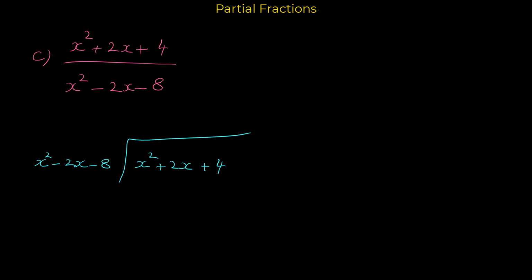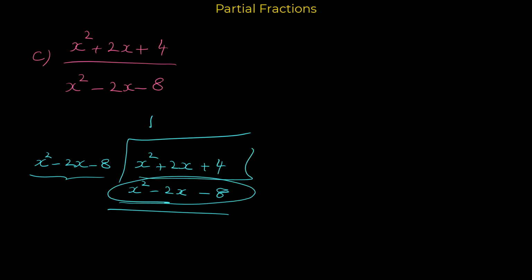x squared divided by x squared would be 1. We multiply 1 by this expression, then we have x to the 2 minus 2x minus 8. We subtract this from this. For some students, when they want to subtract, it's a little confusing. Maybe you find it easier to change the sign of everything to the opposite sign and then add this to this. So instead of subtracting the second equation from the first equation, you can change the sign of the second equation and then add it.